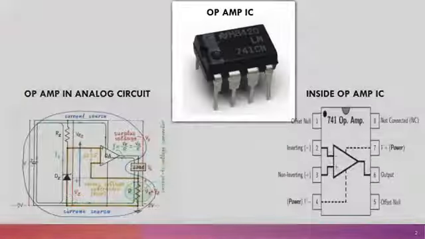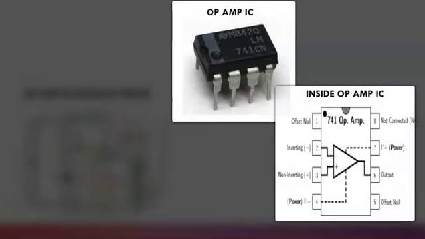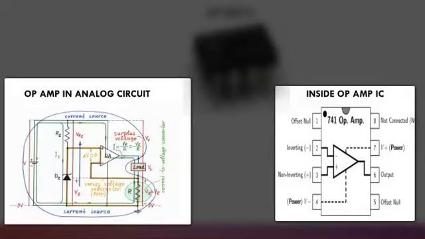What is an op-amp? Op-amp or operational amplifier is an integrated circuit (IC) that amplifies the difference between two input voltages and then produces a single output. Op-amp is very popular in analog electronics and is considered an electronic device such as BJT or FET.